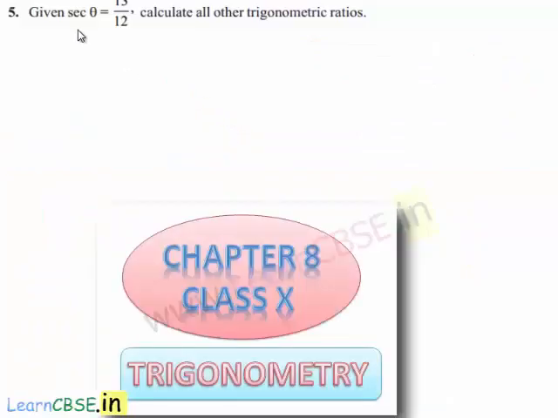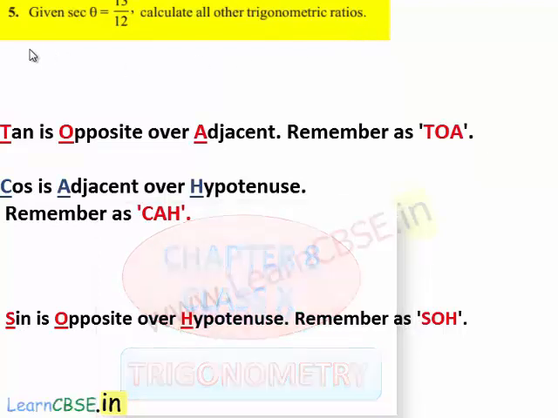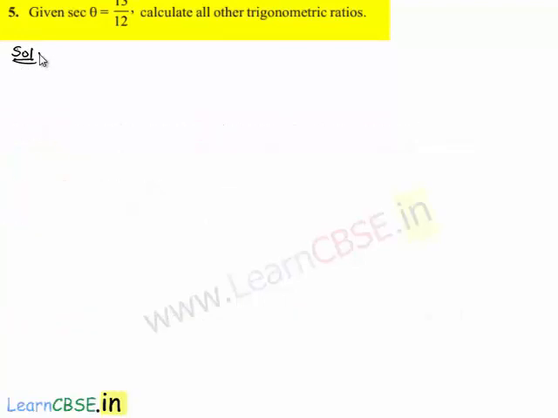Moving on to the fifth question. Given that secant theta is equal to 13 by 12, calculate all other trigonometric ratios. Now moving on to the solution. He has given that secant theta is equal to 13 by 12.